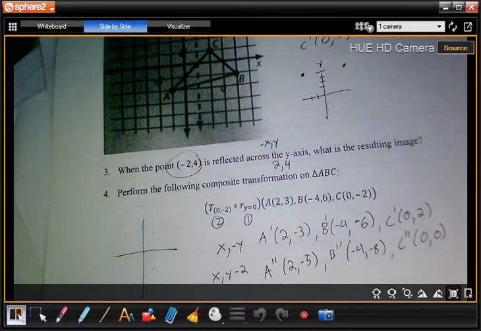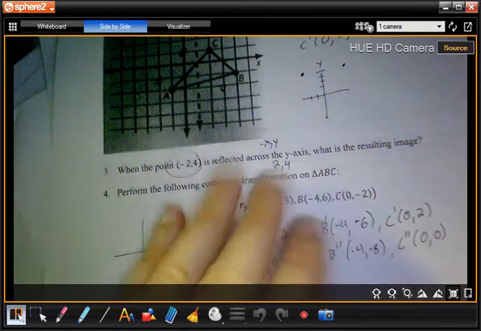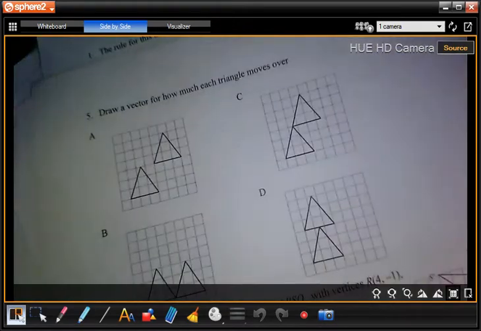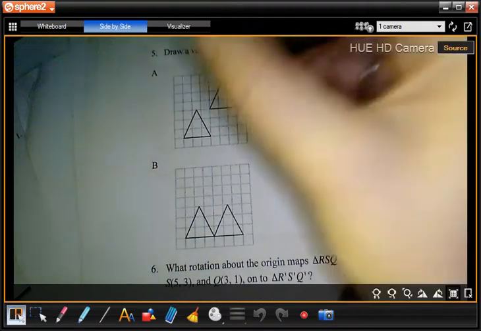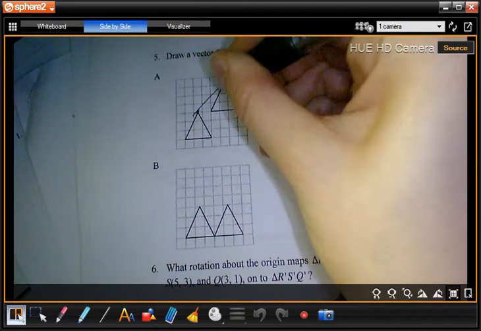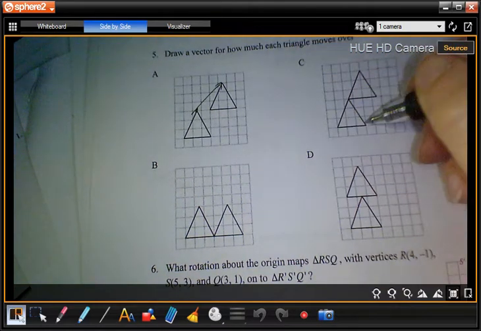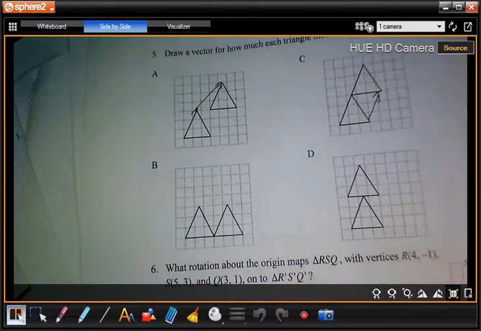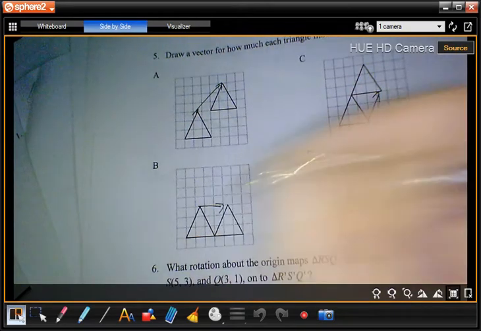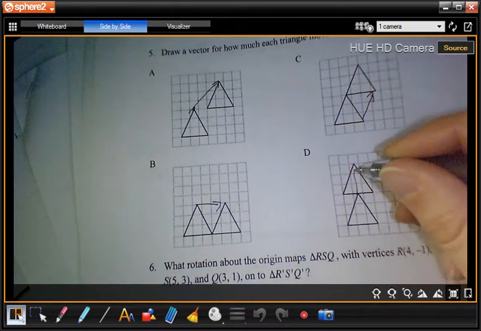Okay. Let's turn this over. All right. These are all asking you to draw a vector. A vector is from one to the other. What is happening? Okay? These are going up and to the side. These are just going to the right. This is just going straight up.